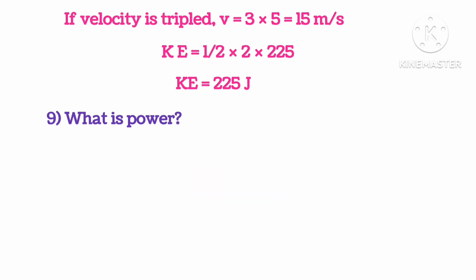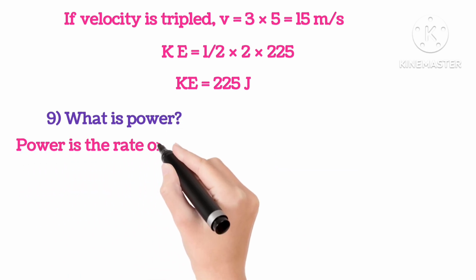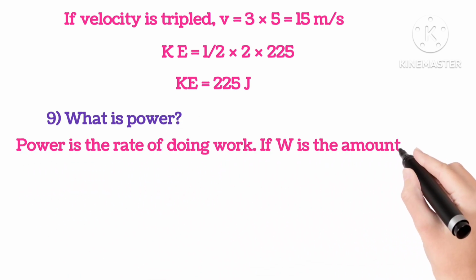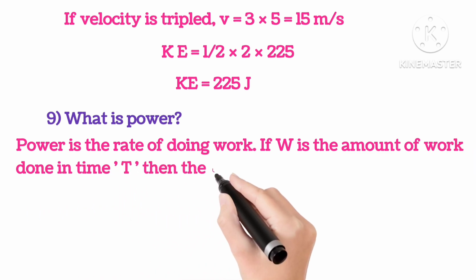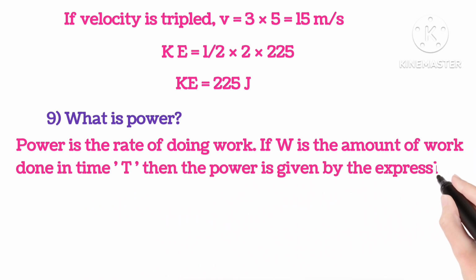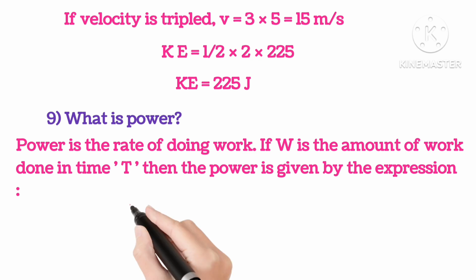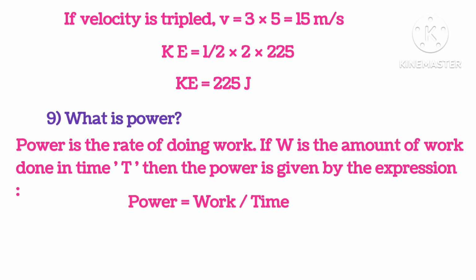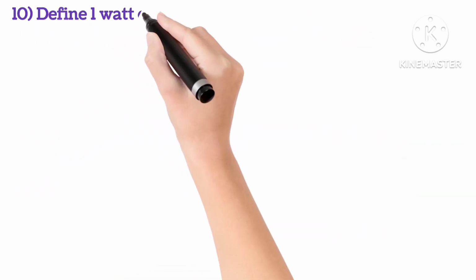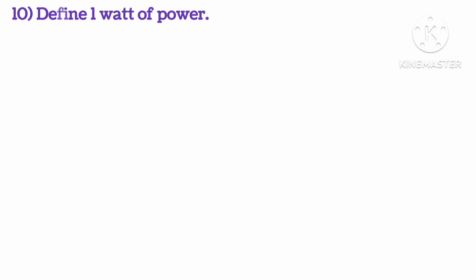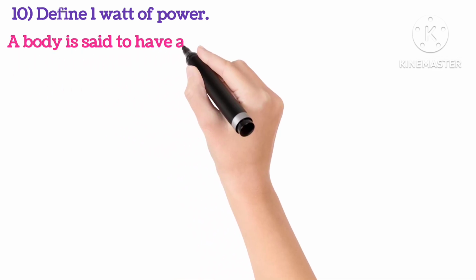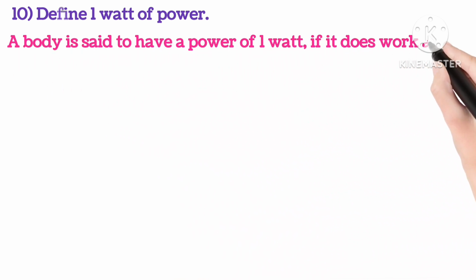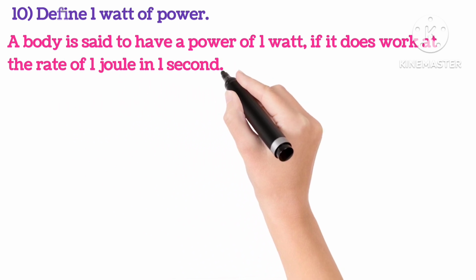What is power? Power is the rate of doing work. If W is the amount of work done in time t, then the power is given by the expression power is equal to work upon time. It is expressed in watts, that is W. Define 1 watt of power. A body is said to have a power of 1 watt if it does work at the rate of 1 joule in 1 second.